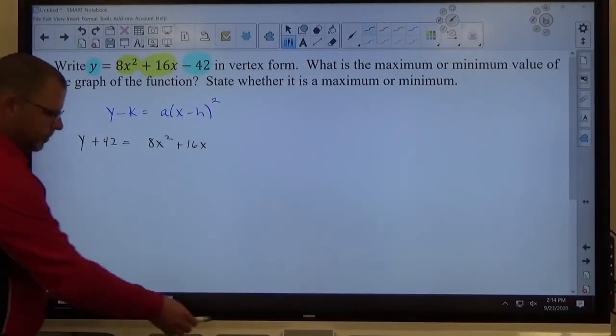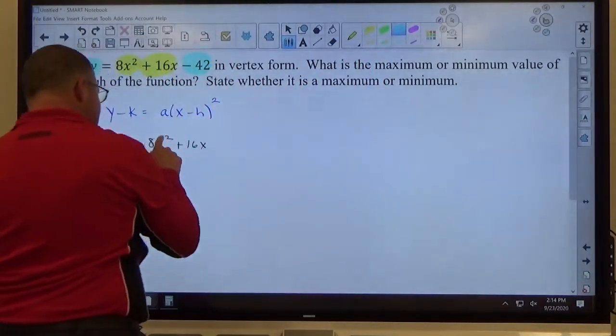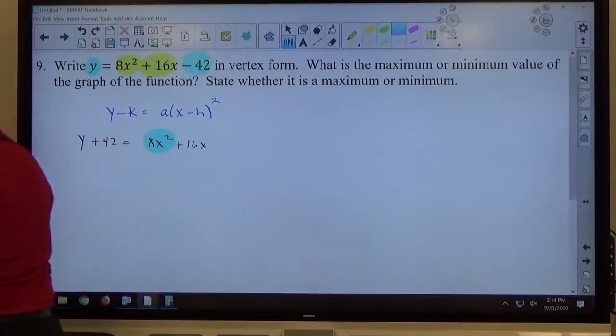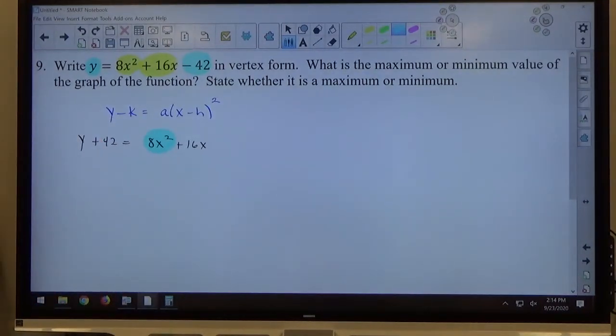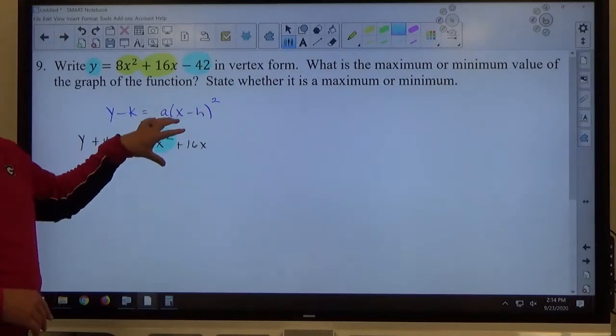Step 2, very, very important. We're going to be completing the square. We must have 1x squared to do it. If we have 1x squared, we're ready to go. If we don't, we need to make it happen. So we're not going to divide by 8. We're going to factor 8 out. All right? Divide would mean divide everything by 8. We just want to deal with this side all by itself.